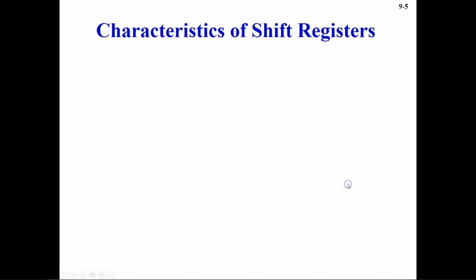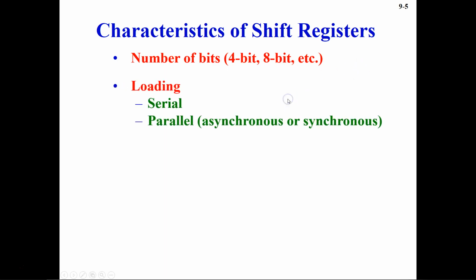Now next is the characteristics of shift registers. The number of bits used in shift registers can be 4-bit, 8-bit, 16-bit, 32-bit, and so on. They can load data in serial or in parallel, asynchronously or synchronously. Synchronous and asynchronous we have learned in previous lectures, what these are and how they can be used.